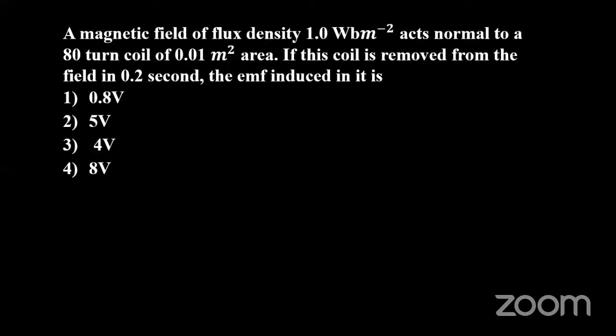Next, a magnetic flux density of 1 Weber per meter square is normal with 80 turn of a coil of area 0.01 meter square. If the coil is removed from the field in 0.2 second, EMF induced. So E equal to minus, leaving the sign, d phi by dt. Now I know dt is 0.2. d phi is NBA only. N is 80, B is 1, area is given to be 0.01, divided by 0.2. So if I simplify I should get 4. So you will get 4 volt.